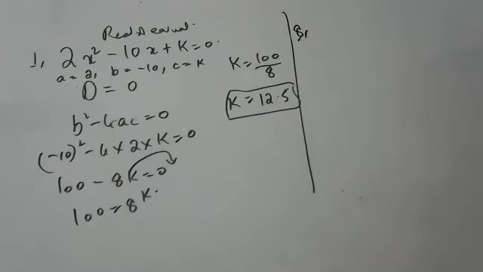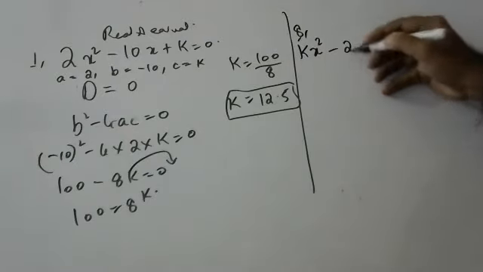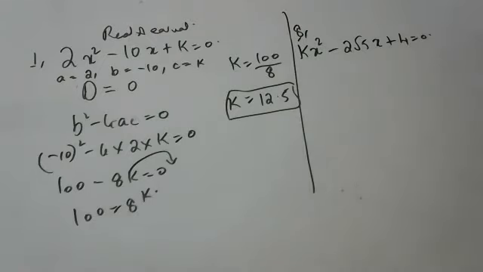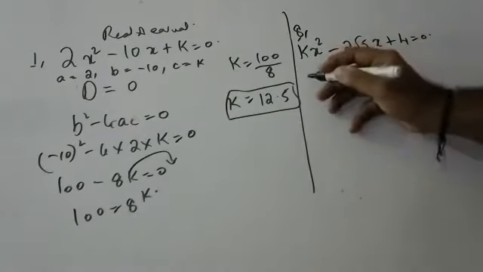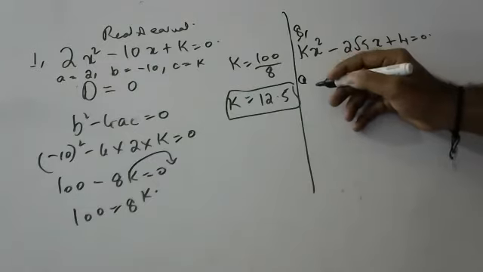Eighth sum. Okay, eighth sum. Kx square minus 2. Sanjal, are you there? Sanjal? Sanjal, are you there? Yeah. Bhavika, are you there? Bhavika?